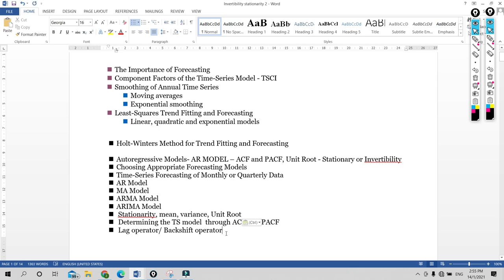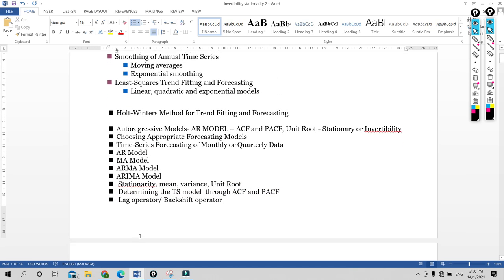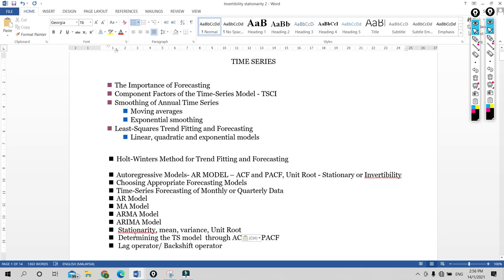Then we also learned about the lag operator or backshift operator. From the equation to find the unit roots, you can use the lag operator equations, and from there you can find the unit root. I will be discussing that in this lecture. So far we have learned all these things, and they will be covered in the final assessment or final examination. So please focus on all of these, as they will be covered in the final examination.